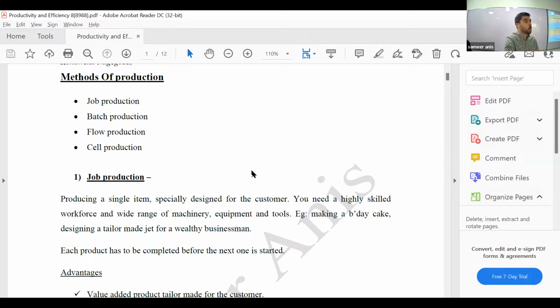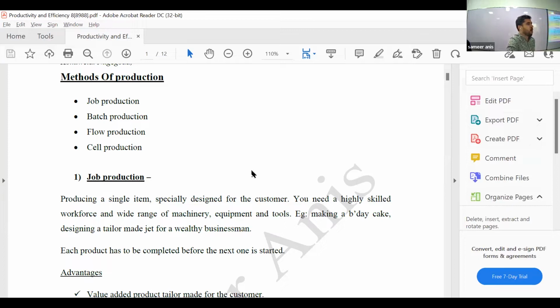So take something like a Rolls-Royce car, guys. A Rolls-Royce roughly takes 6 months to make a car, and many of its components are handmade. You understand? It's job production. The business focuses on producing just one output at a time. Clear?